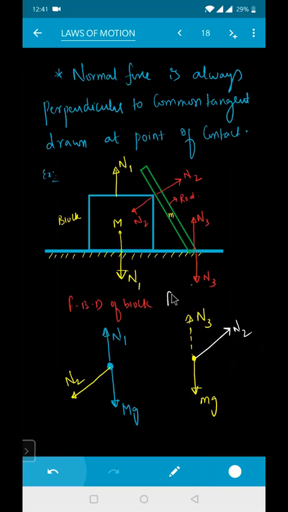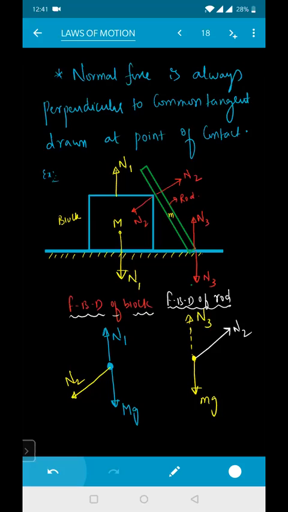Is it clear for me? So this is your FBD of your rod. This is your FBD of rod, and this is your FBD of your block. Is it clear for everyone? Any doubt? Please let me know. No, sir. Everyone got an idea how to draw the normal force? Yes, sir. Shall I give you some more examples? Yes, sir.